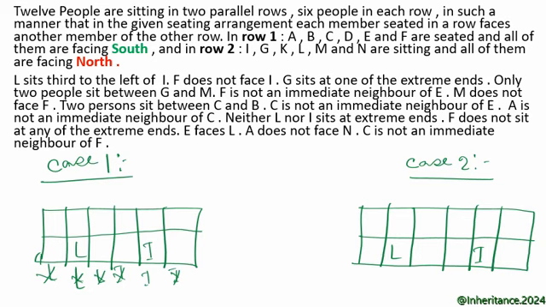Now, if L does not face I, we will not be taking this because we don't have many options related to if right now. So let's see other cases. G sits at one of the extreme ends. Okay, so let's take G as here and G as here. Only two people sit between G and M. So 1, 2. M must be here if G is here. M does not face F. So F can't be here.